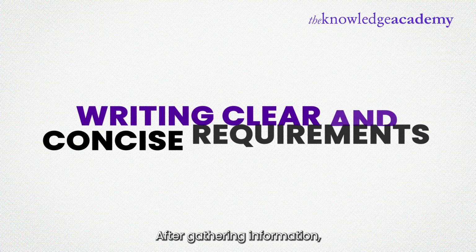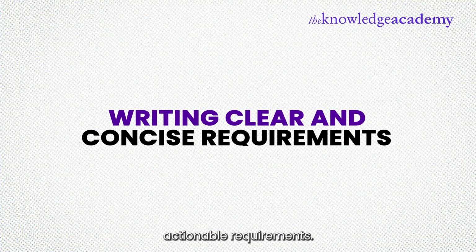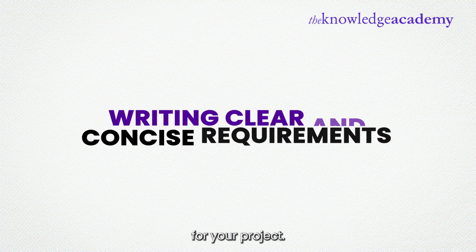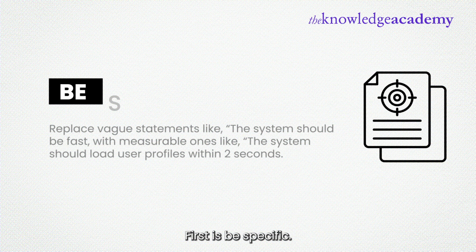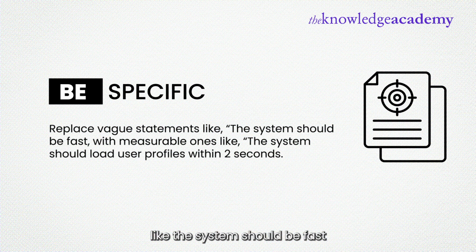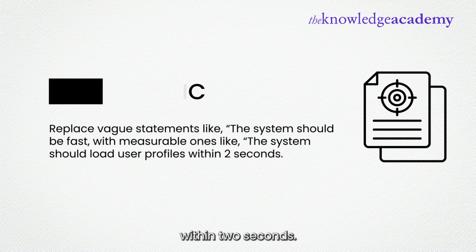After gathering information, the next step is to write clear, actionable requirements. Think of this as creating a detailed blueprint for your project. First is be specific. Replace vague statements like, "The system should be fast," with measurable ones like, "The system should load user profiles within 2 seconds."